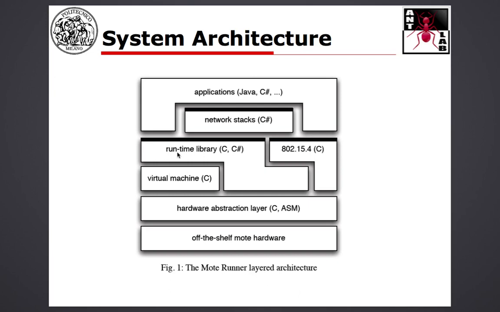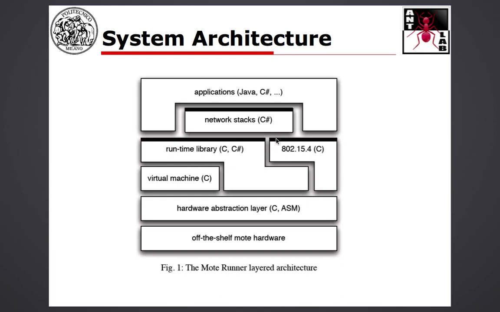Instead, here you have a proper virtual machine, and we will see that having the virtual machine comes with a cost, of course, but gives you a lot of nice features that you can use. Next to the virtual machine, we have two APIs, two basically interfaces that a programmer can use. One is the runtime library, which exposes all the operations that you can do with your motes. And the other two, I would say, are the APIs for the network.